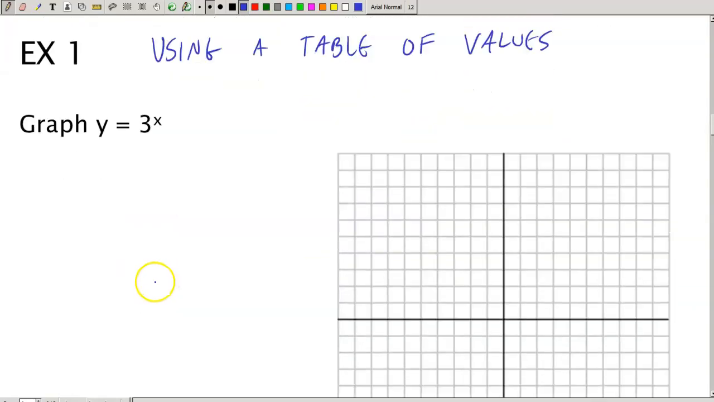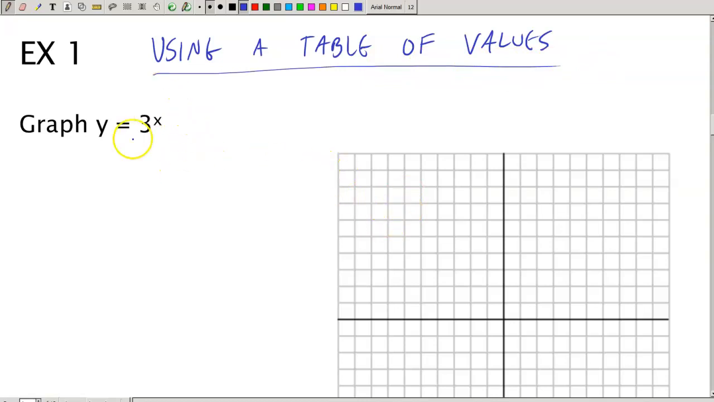All right, so one of the main things that we're going to look at in this section, just to introduce it, is how to graph these types of functions. So for this first example, we're going to demonstrate how to graph these functions just by using a table of values, just by plugging in points and looking at the result.